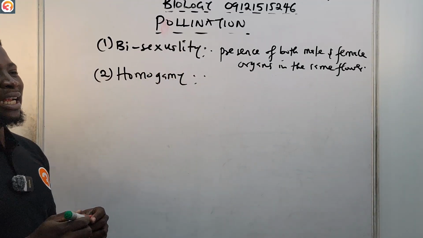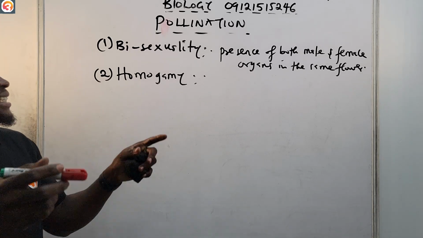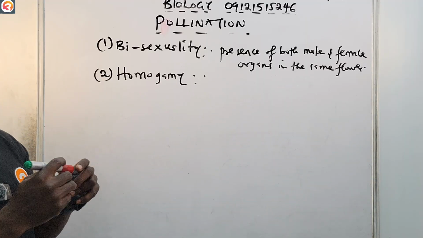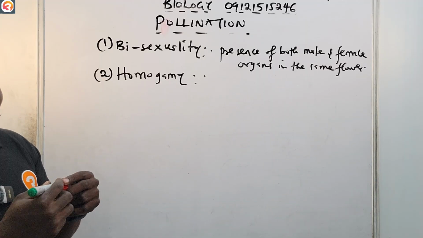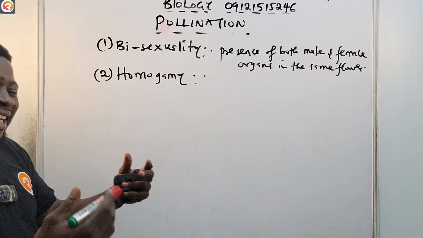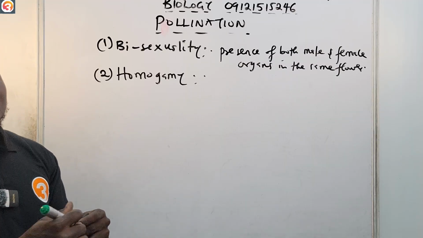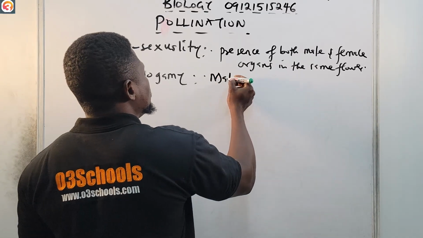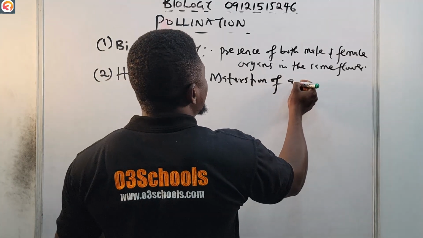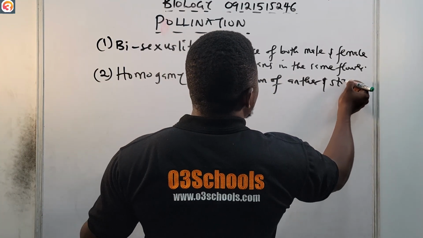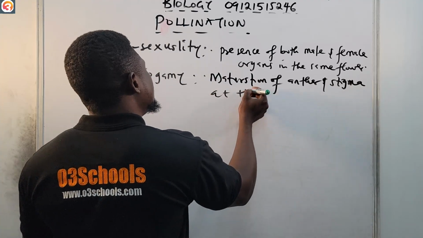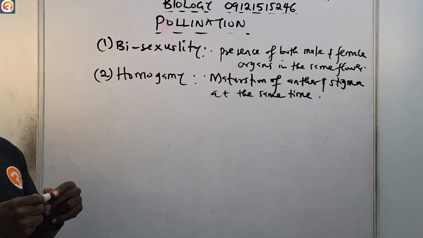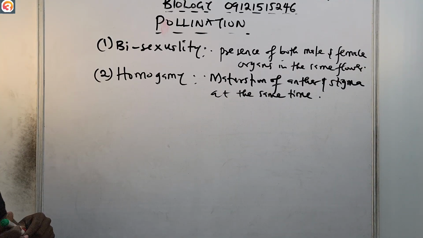Homogamy. The maturation of the anther and the stigma of a flower at the same time is what we call homogamy. It helps to encourage self-pollination rather than cross-pollination. The anther and the stigma just mature at the same time, and because of that it encourages self-pollination. So homogamy is the maturation of the anther and the stigma at the same time.